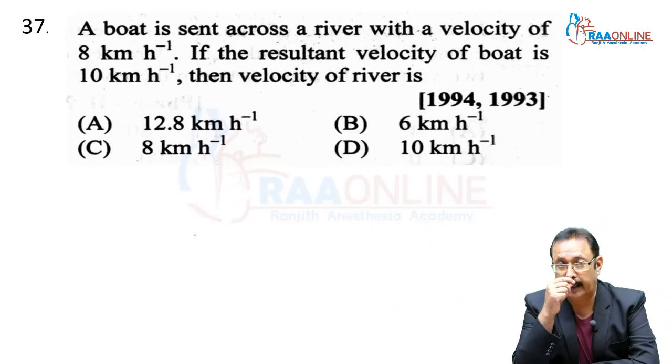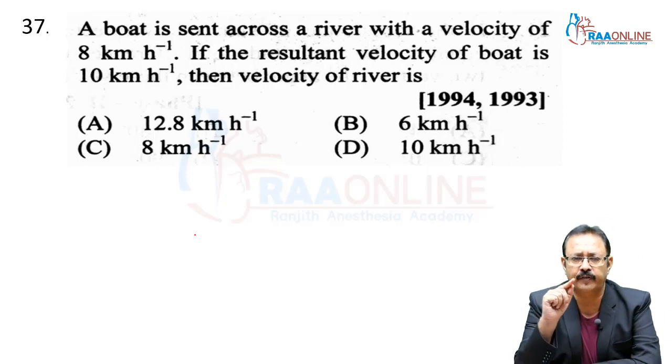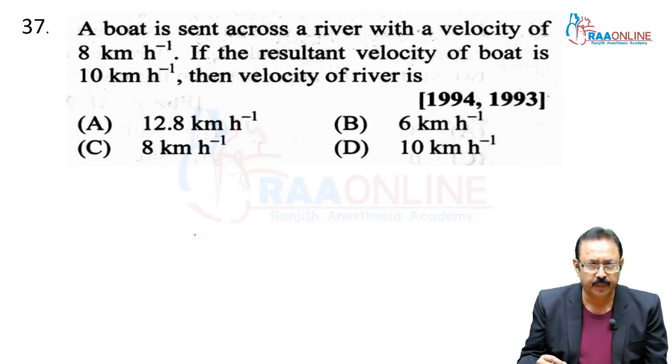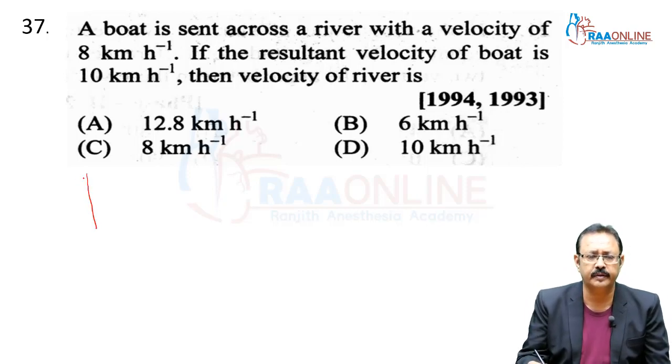37th. A boat is sent across a river with a velocity of 8 kilometer per hour. If the resultant velocity of the boat is 10 kilometer per hour, the velocity of the river is? Now, there are two vectors. You sent the boat across a river, means perpendicular to the river, with velocity 8 kilometer per hour. Suppose the velocity of the river is u kilometer per hour.